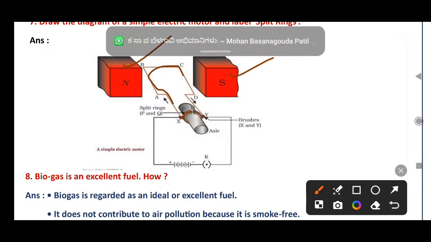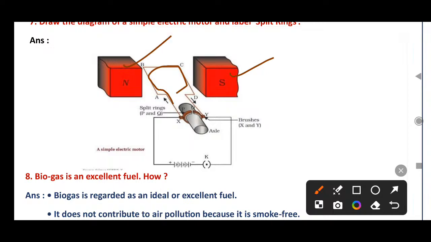A, B, C, D is the armature. And P and Q, the symbols given here, these are the split rings, and connected to P and Q, the brushes are X and Y, those are carbon brushes. But here they asked to show the split rings. That's enough.